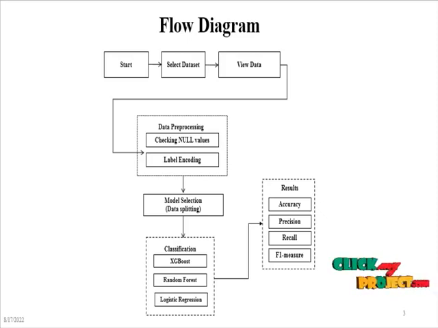After that, it will move into data selection. In data selection, we are going to split our dataset into training dataset and testing dataset. Then it will go into classification. In classification, we are using three different types of machine learning algorithms: XGBoost algorithm, random forest algorithm, and logistic regression algorithm. Those three algorithms are used to train on the UNK2022 dataset, and it will classify the data and generate the results in the form of metrics like accuracy, precision, recall, and F1 score.